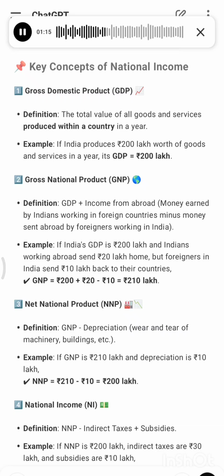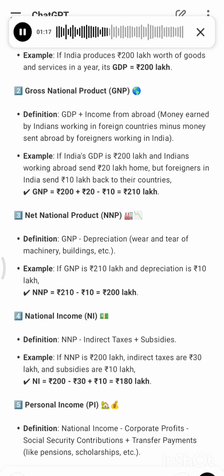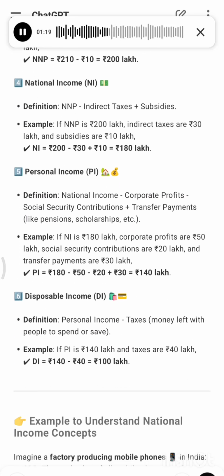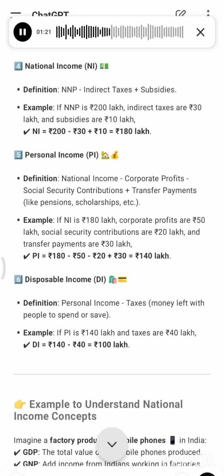4. National income, NI. Definition: NNP minus indirect taxes plus subsidies. Example, if NNP is 200 lakh, indirect taxes are 30 lakh, and subsidies are 10 lakh, NI equals 200 minus 30 plus 10 equals 180 lakh.